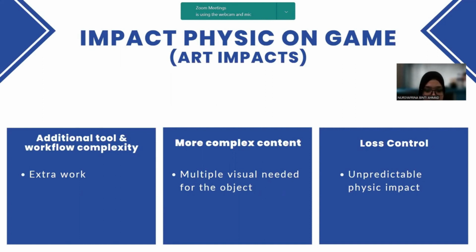For example, a block is destroyed when the player attacks it, so you need two versions, which are the original and the destructible. Then there are the controls, so unpredictable physics-related impacts will affect the control of changing scenes, for example a glitch in the character movement. Then the other impact.